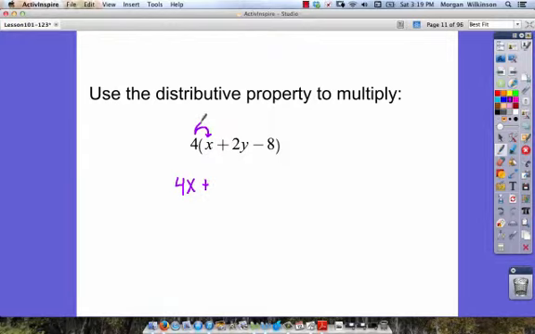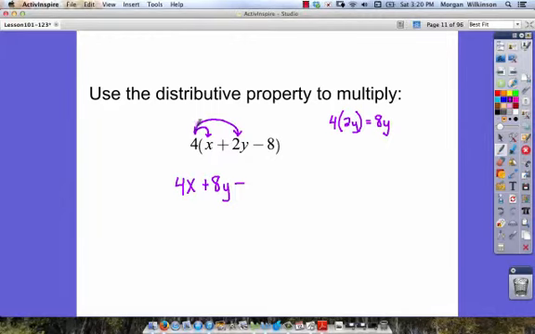We're going to take our number on the outside and we're going to multiply it times our next term. That's 2y. So 4 times 2y, we're adding here. 4 times 2y. 4 times 2 is 8, and we must have 8y. So plus 8y. And then finally we're going to subtract here because the problem tells us to.